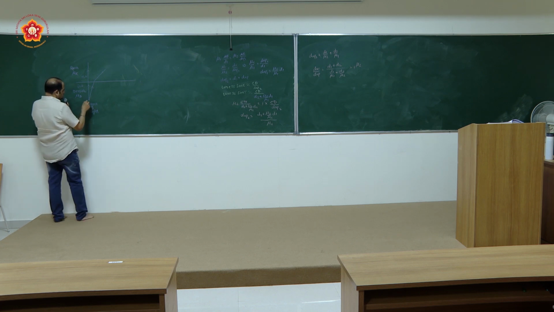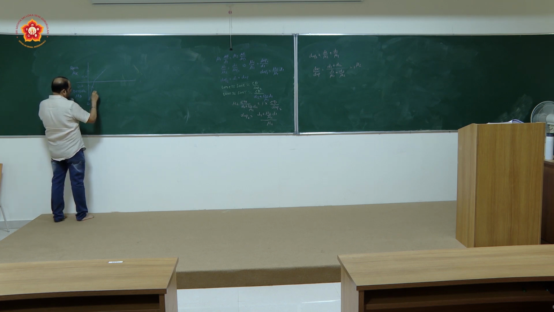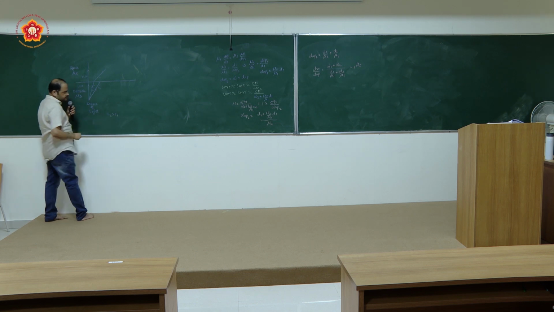If I consider the third ray, it is incident at this point. Angle of incidence has increased. Let me call this as I1. So I will be able to call this as I2, and I will be able to write down the value of I2 is greater than I1.